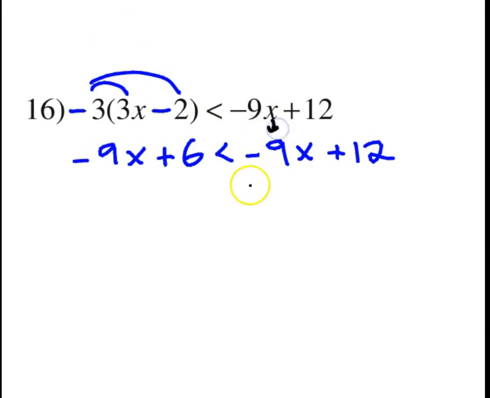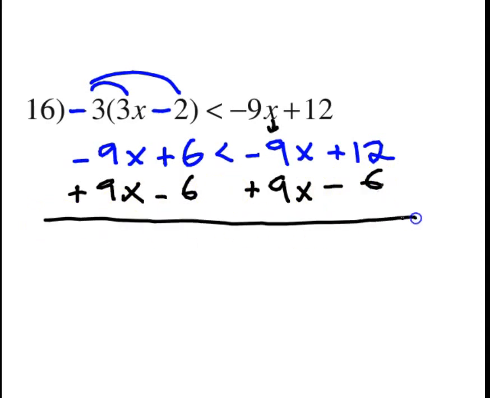Start with the variable on the right. We have a variable on the right. Let's start there. Do the opposite. Let's add 9 to both sides, 9x. And subtract 6 on both sides. Okay, and something peculiar happens here. Everything on the left cancels out, which means it's just 0.